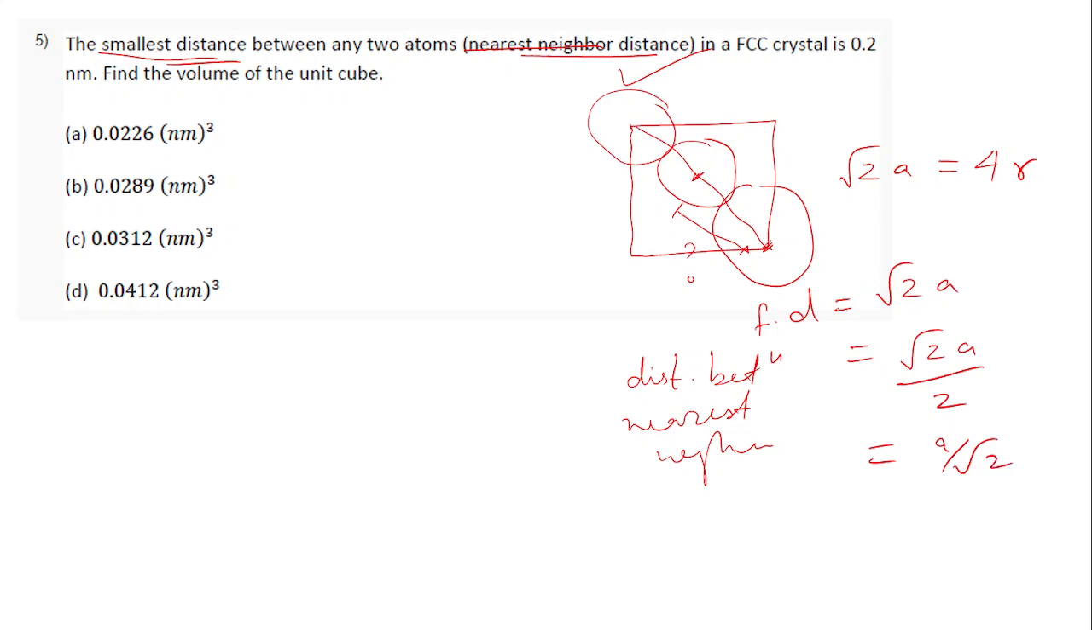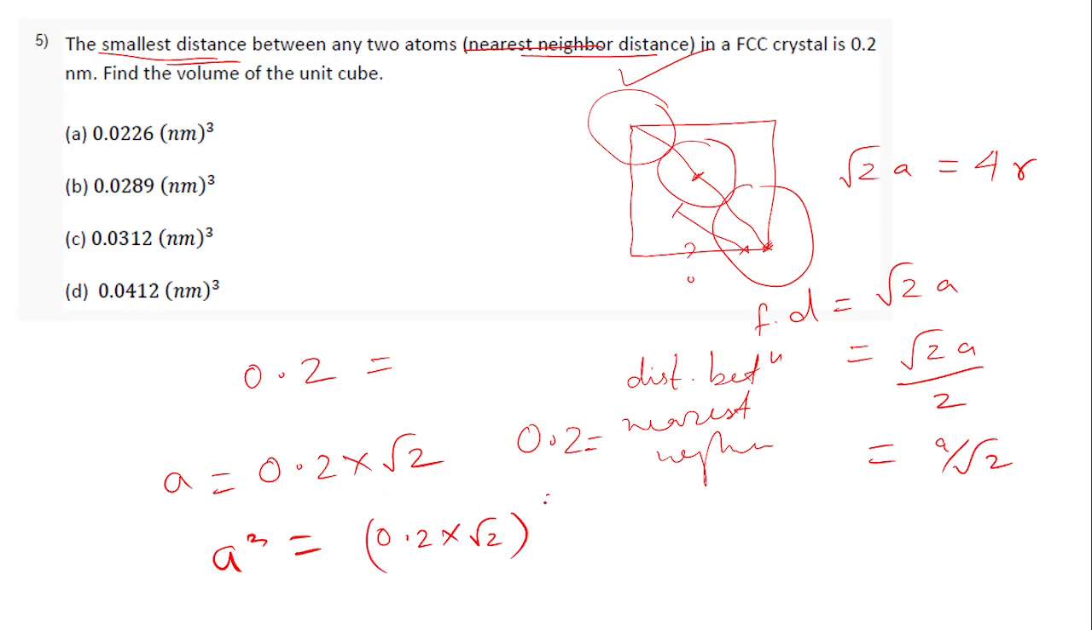And they have given that the nearest neighbor distance is 0.2. Find the volume. So when I equate this, I will get a is equal to 0.2 times root 2. I have to find the volume of the unit cube. That means it will be a cube, right? a cube will be this 0.2 times root 2 whole cube.